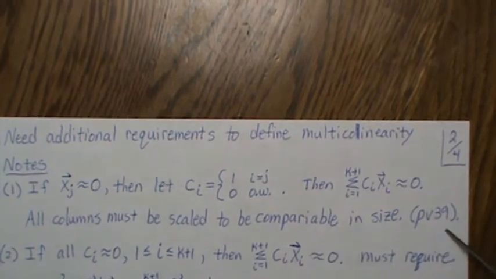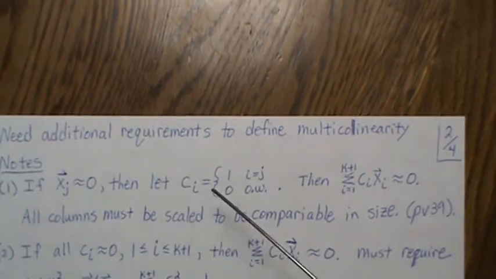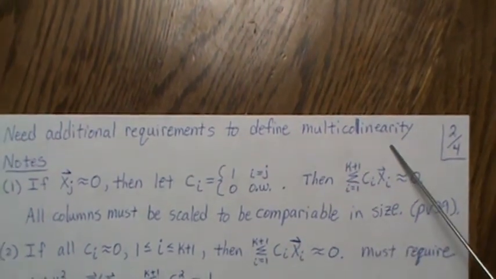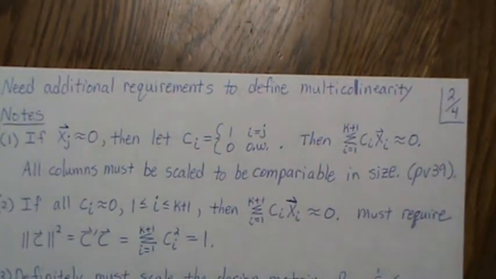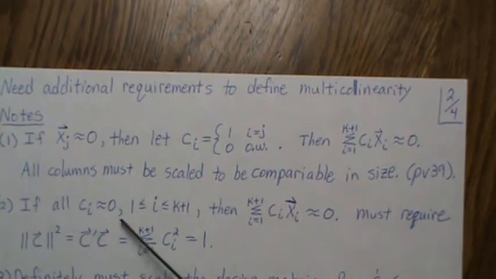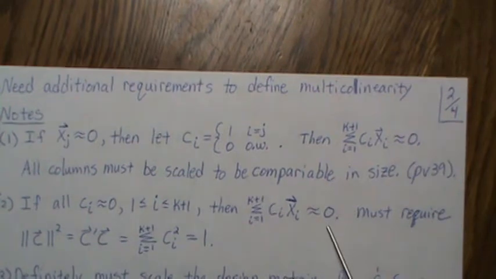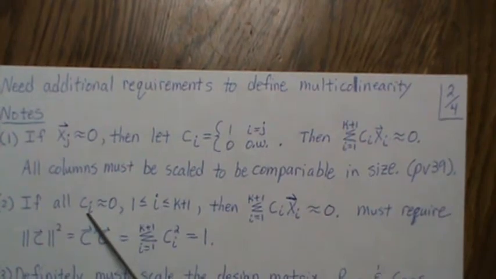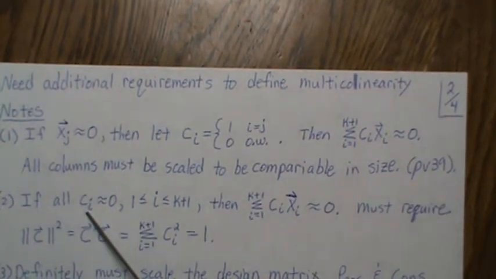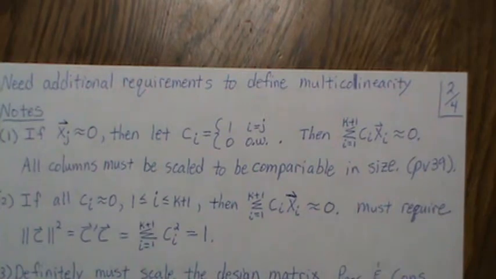And previous video 39 in this playlist talks about scaling and centering design matrices. So we have to scale it, period, when investigating multicollinearity. Now here's another note: if all the c_i's are really, really close to 0, then this linear combination is really close to 0. So we're going to require that the length of this vector, remember previously I said it's a vector, has to be 1 when we're trying to find this linear combination of vectors.